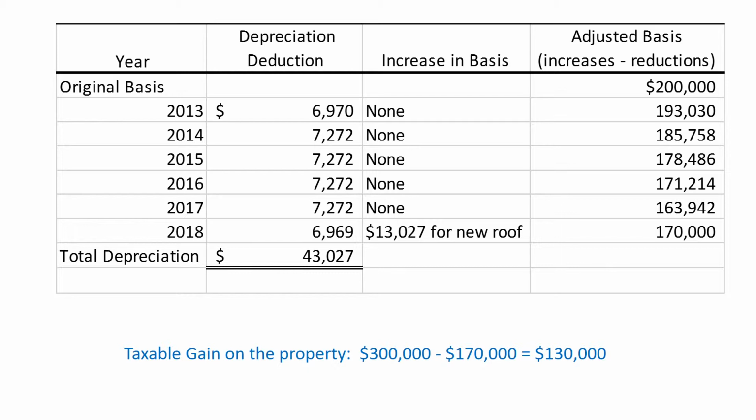As you can see, when you sell your property, you effectively give back the depreciation deductions you took on it. Since they reduce your adjusted basis, they increase your taxable gain. So Betty's taxable gain was increased by the $43,027 in depreciation deductions she took. And Betty calculates her taxable gain on the property by subtracting her adjusted basis from the sales price: $300,000 minus $170,000 equals $130,000.